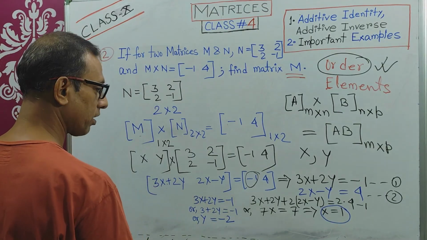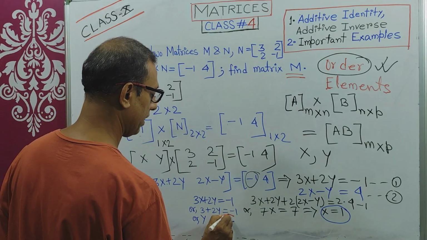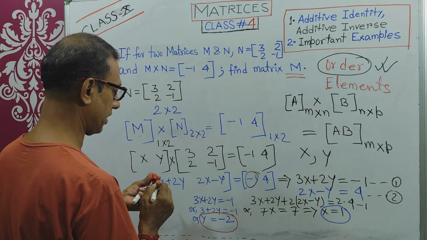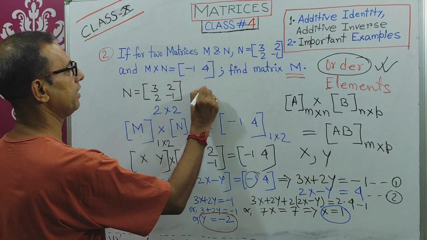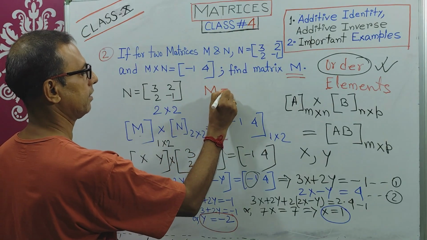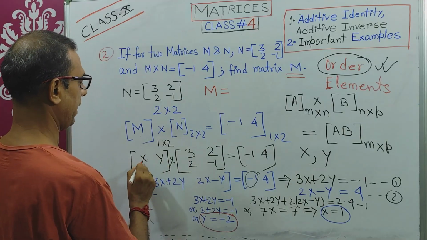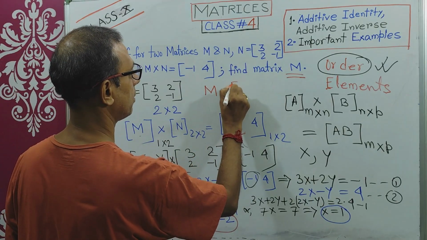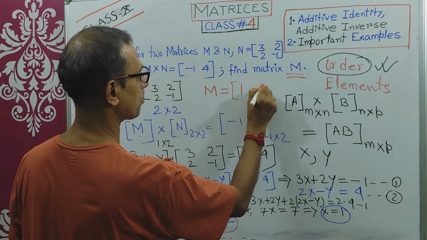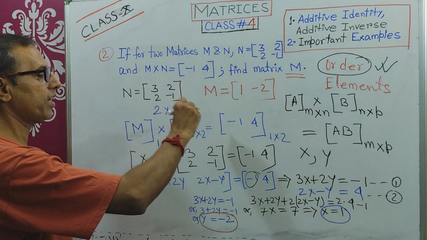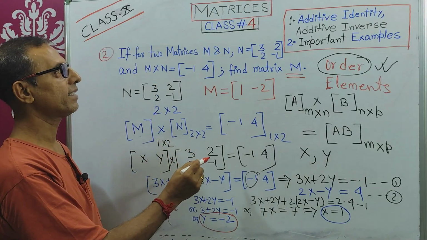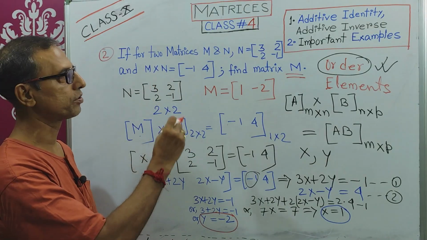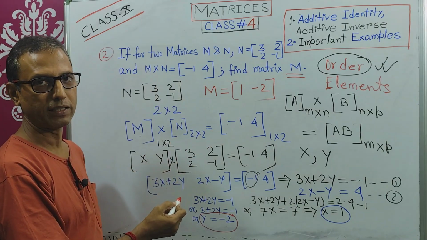So these two are the values of the elements of matrix M. So what will be the matrix M? Matrix M is x, y, that is [1, -2]. This is a very important kind of problem. Not exactly the same, but that is how you need to resolve it. There are multiple problems like this.